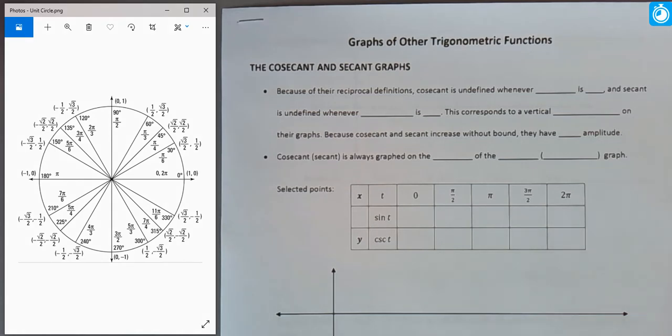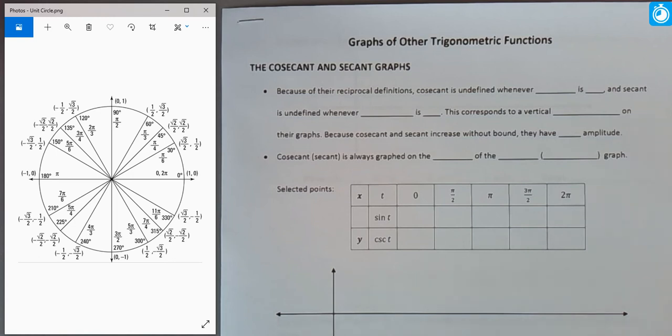In this video, we're going to talk about the graphs of the remaining 4 trigonometric functions, specifically the cosecant and secant functions, and then also the tangent and cotangent functions. Cosecant and secant are very closely related to their reciprocal functions. So knowing how to graph sine and cosine, knowing the values for sine and cosine, is going to be very important for these two graphs.